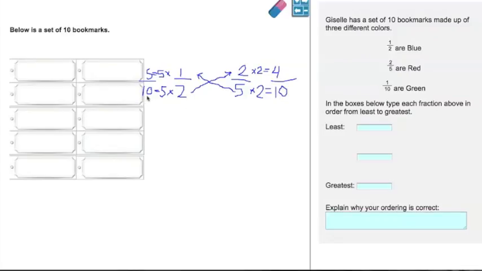Now you have two new fractions, 5/10 and 4/10, and you can order them from least to greatest. So we know that the least was 1/10, and the next, 4/10 is smaller than 5/10, so we know our next least fraction is 2/5. Finally, our greatest fraction is 1/2.